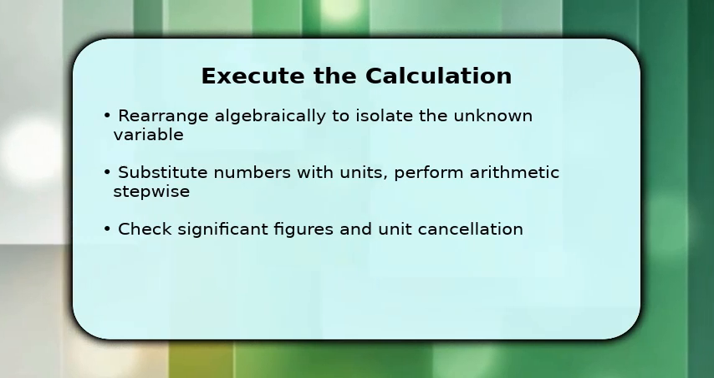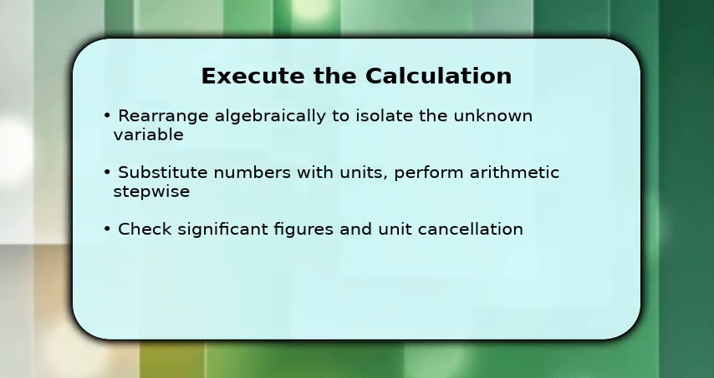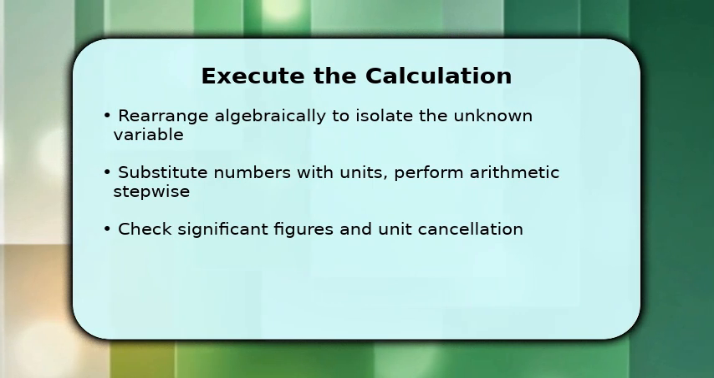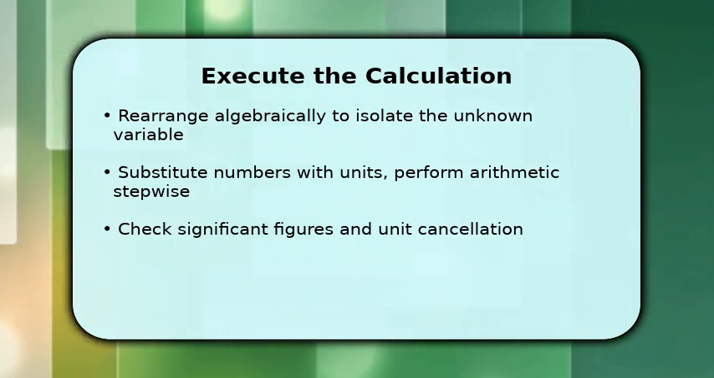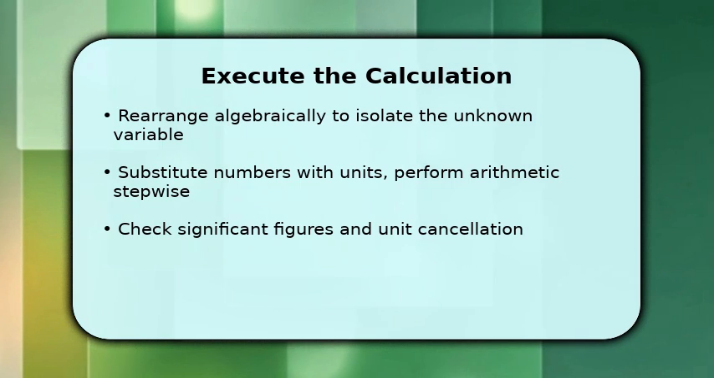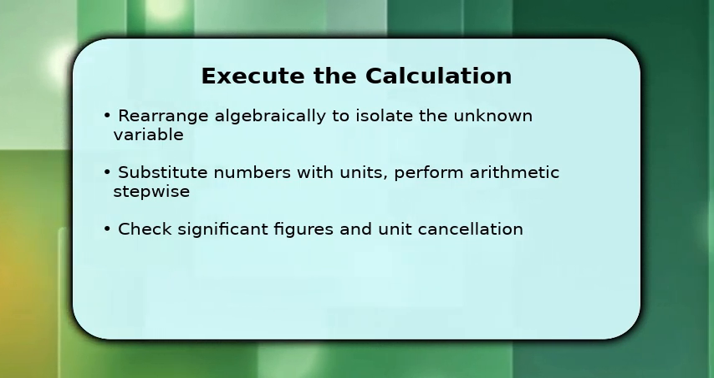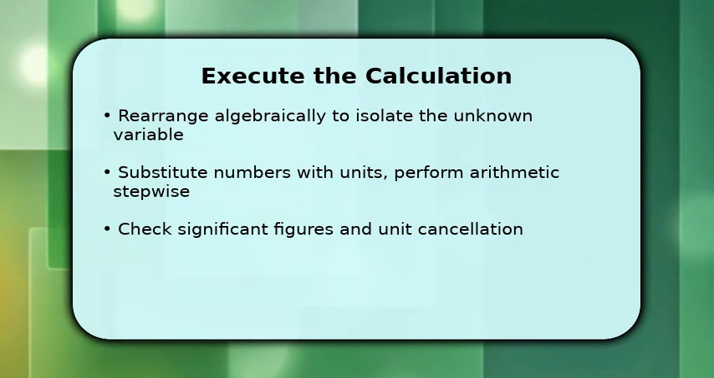You now rearrange the chosen formula to solve cleanly for the unknown. Substitute numeric values including units, then calculate step by step. Isolate constants like 1/2 before multiplying. For example, compute 1/2 at t² first, then add ut to get s.